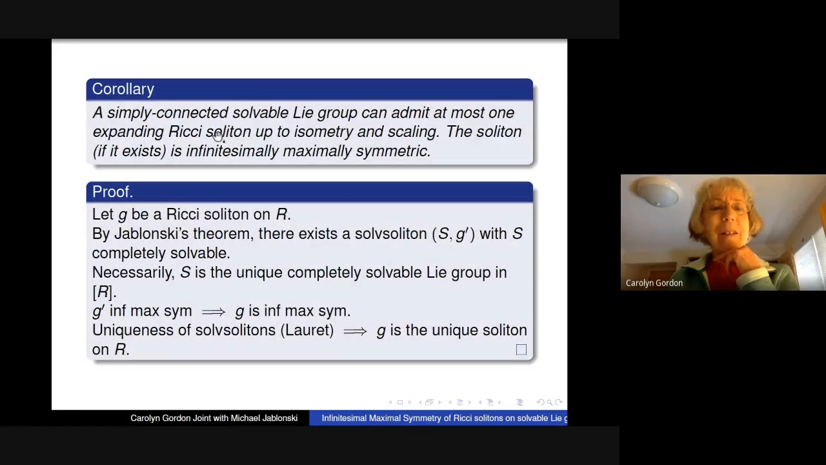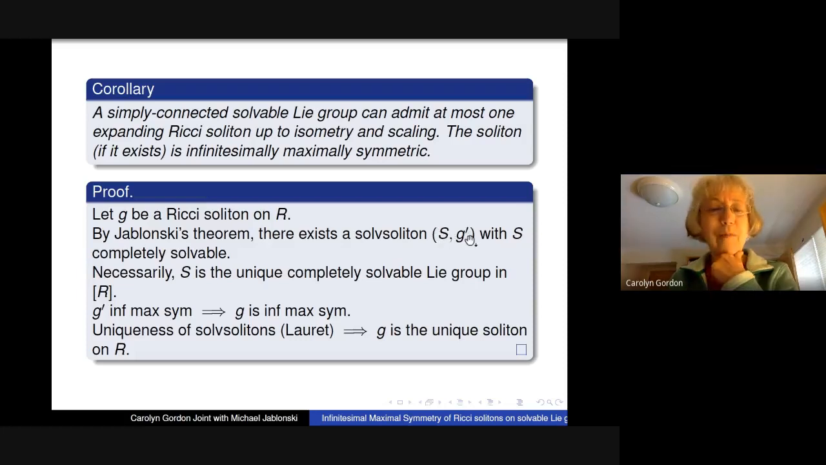And a corollary of that is a simply connected solvable Lie group can admit at most one expanding Ricci soliton up to isometry and scaling. And the soliton, if it exists, will be infinitesimally maximally symmetric. The reason is that if you have any Ricci soliton, then Michael Jablonski's theorem gives us a solved soliton that's completely solvable. Lauret tells us it's unique. Moreover, S is the only completely solvable Lie group that has any metrics isometric to any metrics on R. And so any other Ricci soliton is going to be isometric to a solved soliton on the same S.